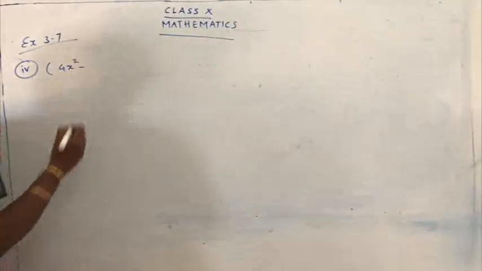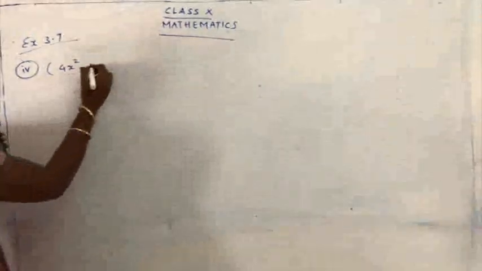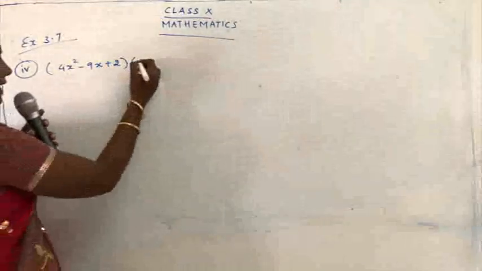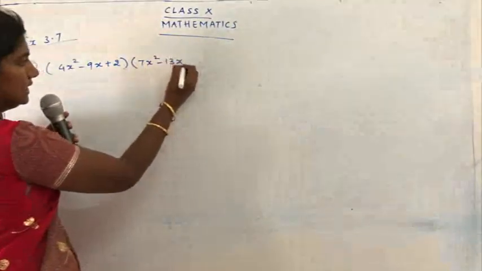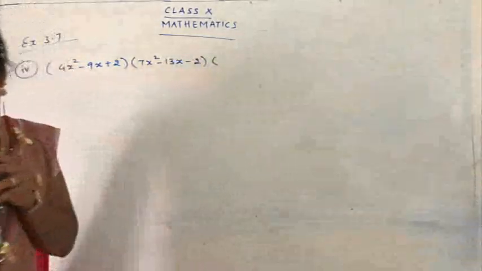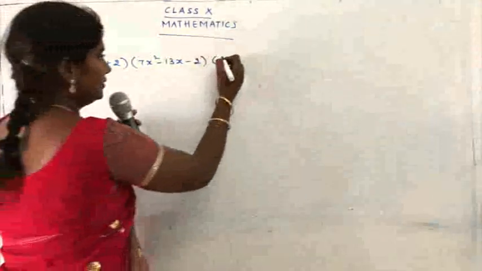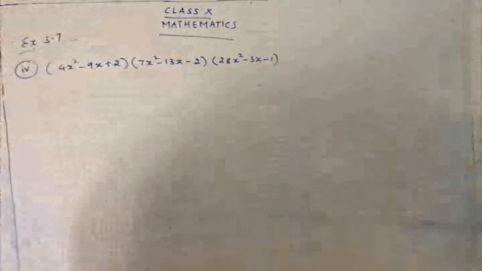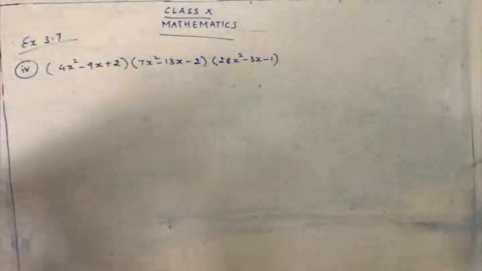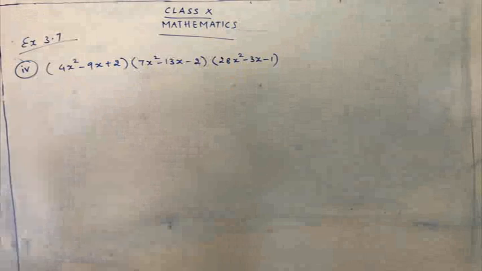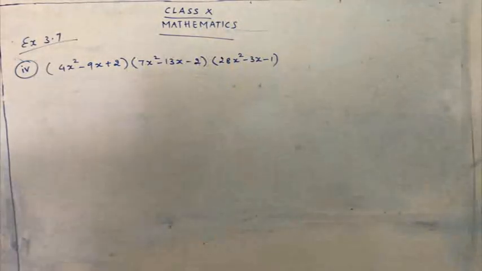4x square minus 9x plus 2. 7x square minus 13x minus 2. 28x square minus 3x minus 1. Check the question. 4x square minus 9x plus 2. 7x square minus 13x minus 2. 28x square minus 3x minus 1. Okay, let's continue our sum.